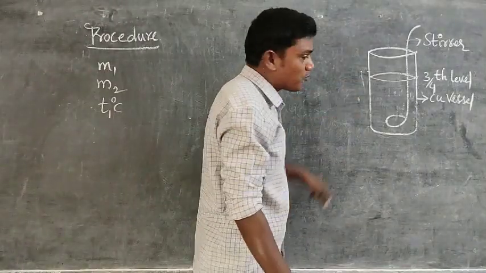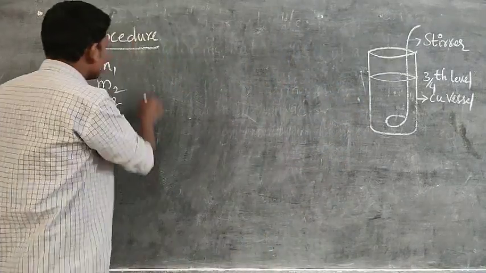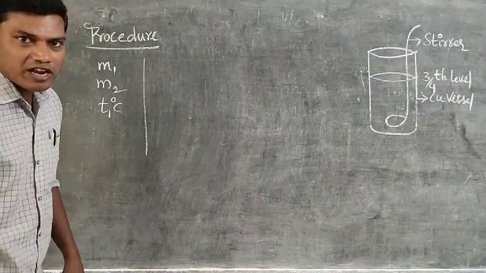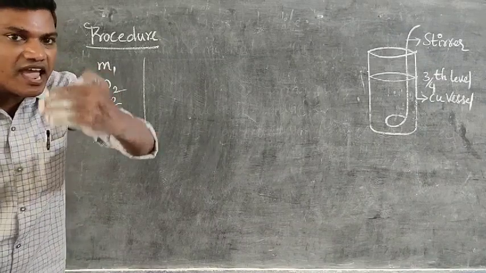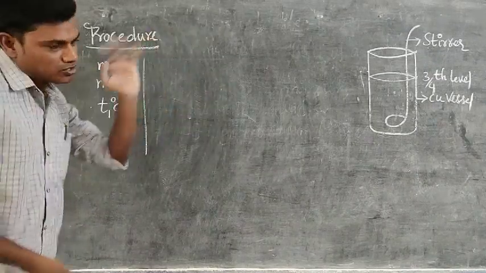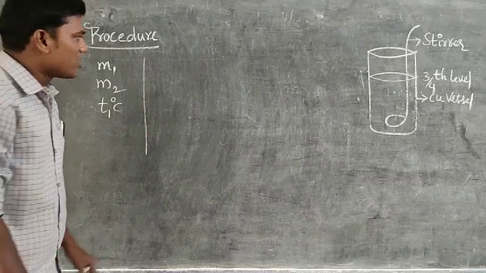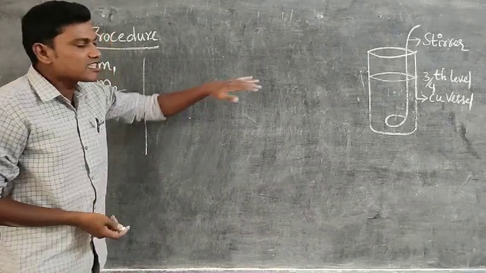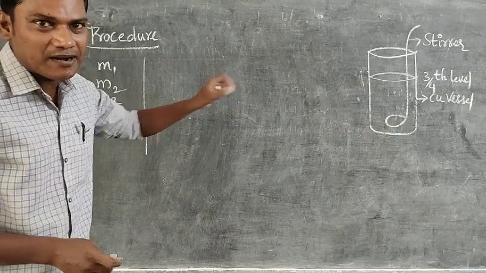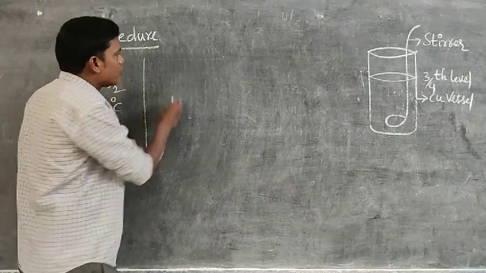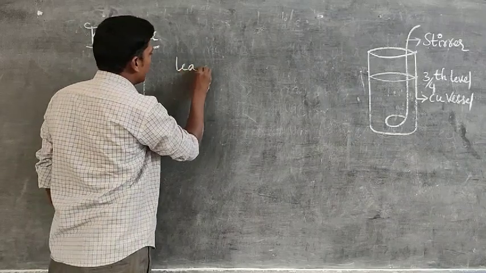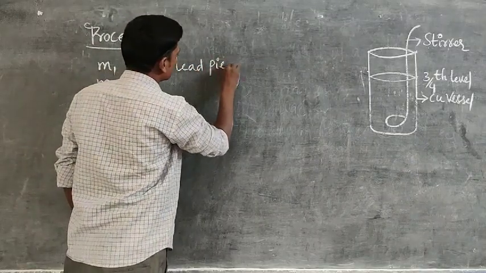After that, what do we do? Which quantity are we finding here? The specific heat of the solid. So they give us some solid pieces. You can do this experiment in the intermediate second year. Generally, in most cases, they give us lead pieces.